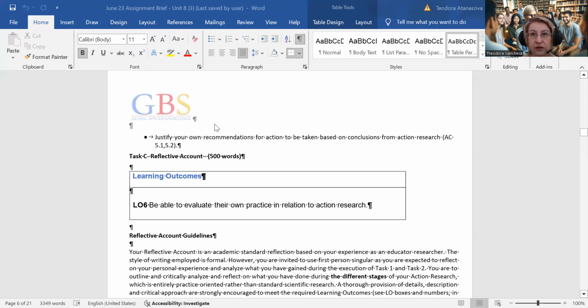So basically, action research as a tool is a reflective practice in general. So in task C, what we would like to see is what experience you have gained throughout conducting your action research in your classroom settings. What went well, what didn't go well, and if you were to do the investigation again, what changes would you make? In other words, what you have learned from your action research and your evaluating account.